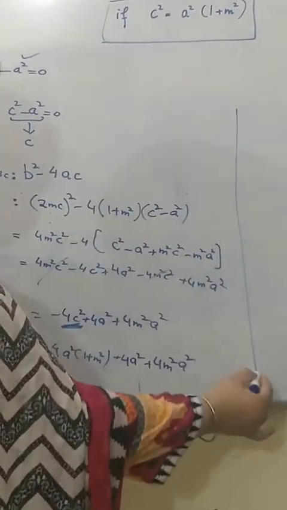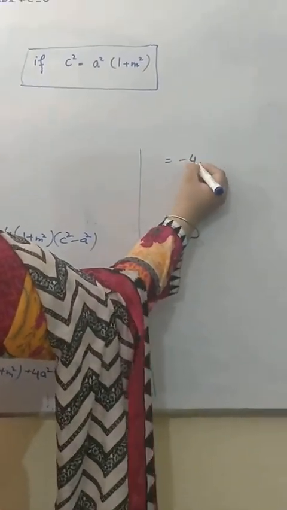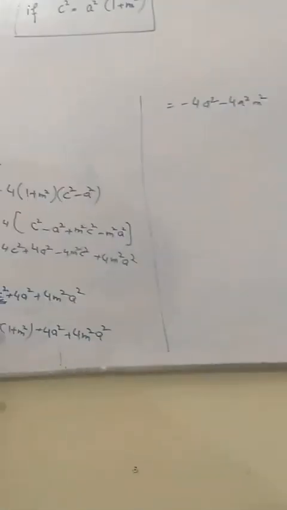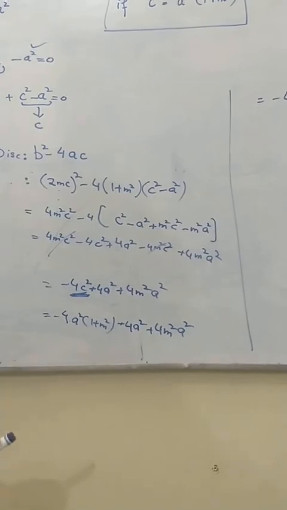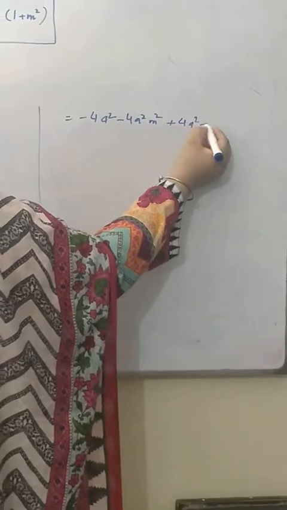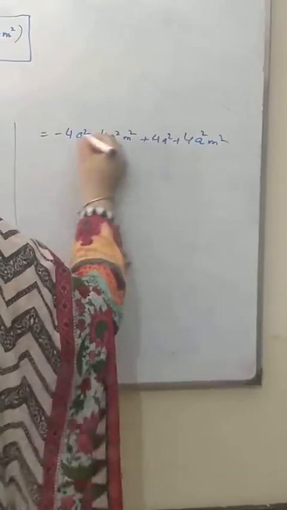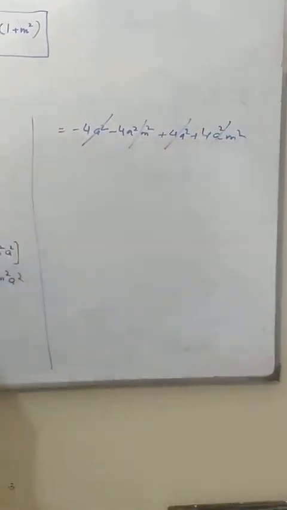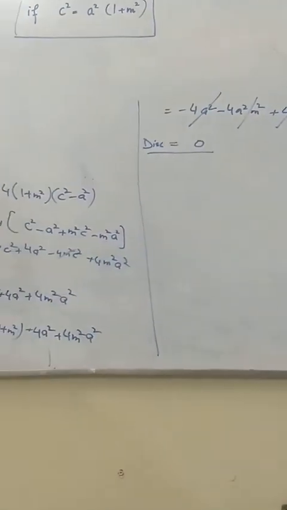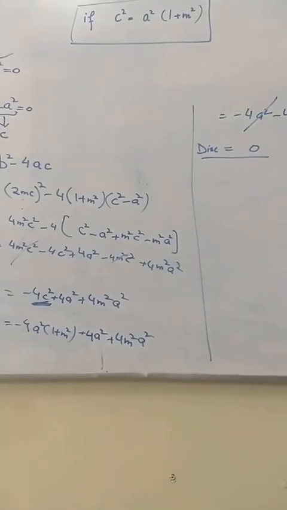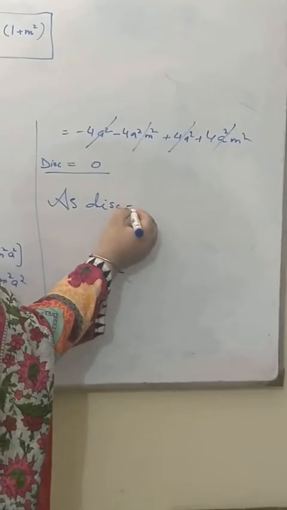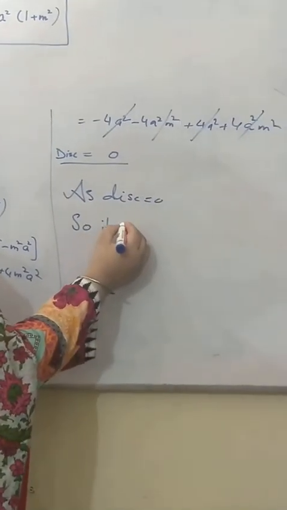So we will simplify it. We will get minus 4a square minus 4a square m square. I have multiplied with 1 and I have multiplied with m square. And the remaining value will be written as it is, plus 4a square plus 4a square m square. Now these two values and these two values will be cancelled and discriminant is equal to 0. So we have proved that this equation has equal roots as discriminant is equal to 0.